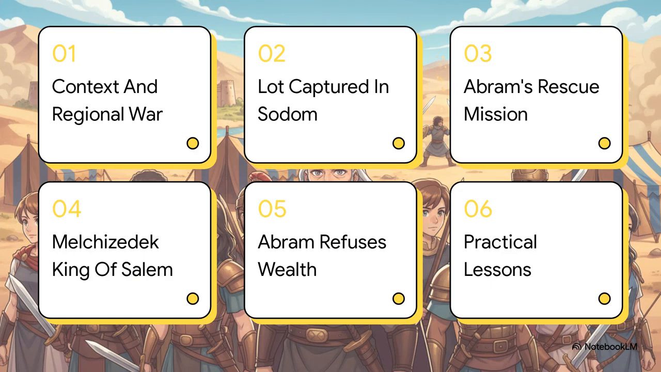Here's our roadmap for today's explainer. 1. Context and regional war. 2. Lot captured in Sodom. 3. Abram's daring rescue mission. 4. Melchizedek, king of Salem. 5. Abram refuses Sodom's wealth. And finally, 6. Practical lessons and recap.